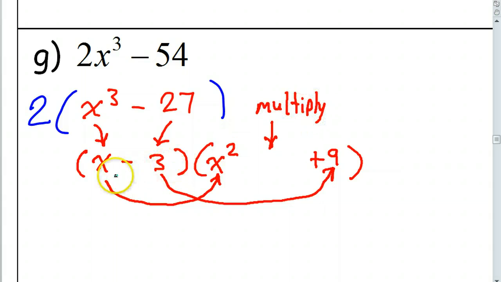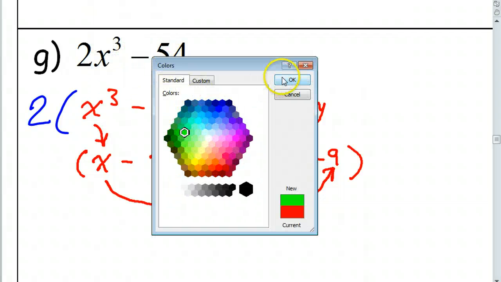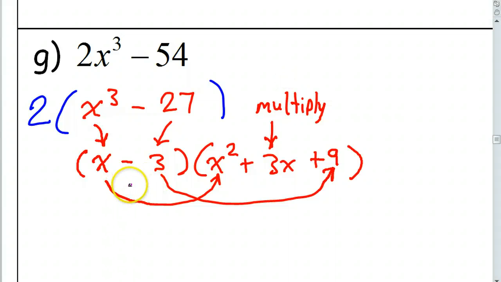Now I'm still dealing with these two terms, the x and the 3. So x times 3 is 3x. But the sign will be the opposite of what we started with. So if this is negative, then I put positive. All right, and if you need it, you can use SOAP. The acronym SOAP helps us remember the signs.